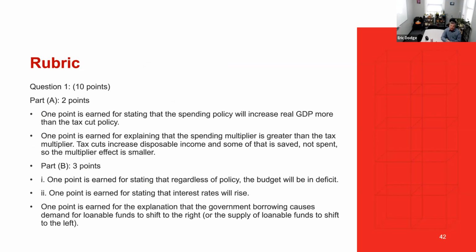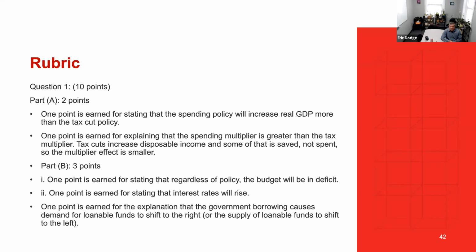All right, so the long question is going to be worth 10 points, and this is just my breakdown of the points. In part A, I would say that the first point of the 2 would be earned for stating that the spending policy, as opposed to the tax cuts, would increase real GDP more. The second point would be your explanation.